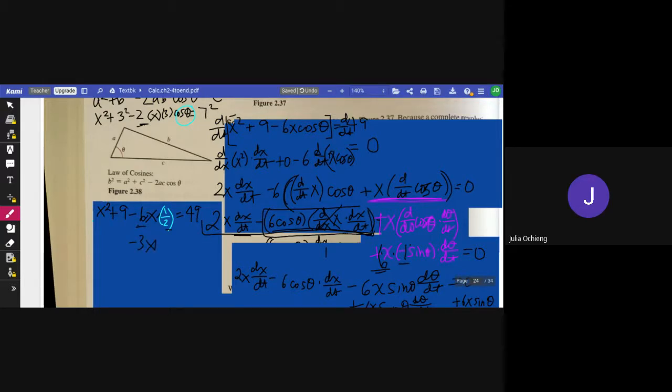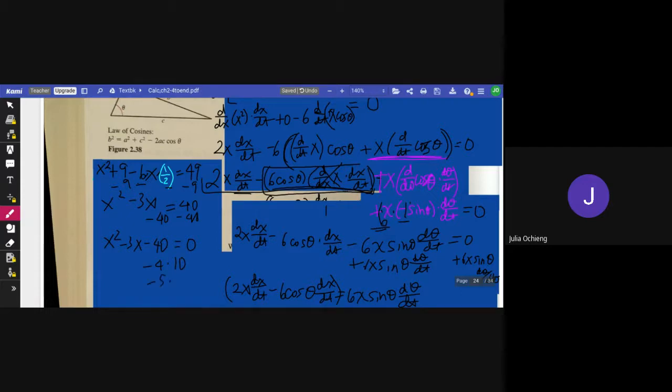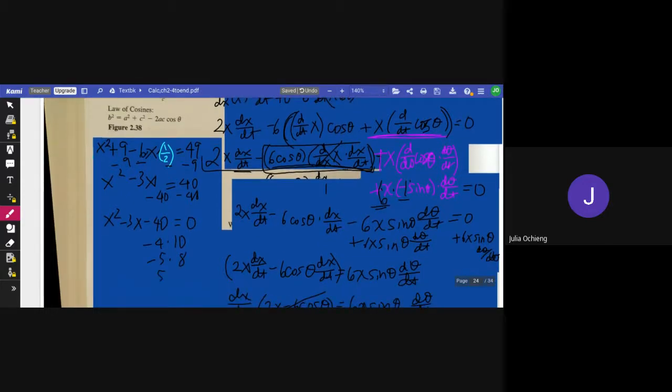I'm going to subtract 9 from both sides. So x squared minus 3x equals 40. And then I'm going to realize that it's an x squared equation. I want to solve for x. So I'm going to subtract 40 from both sides to get 0 on the other side. And then I need to factor. So two things that multiply to negative 40. Negative 4 times 10 isn't going to work. Negative 5 times 8 is almost going to work. Just need to flip the signs so that they add to negative 3. So my factors are going to be x plus 5, x minus 8 equals 0.